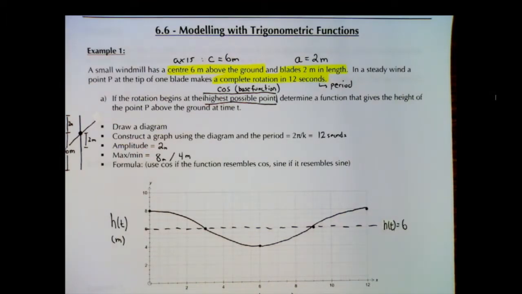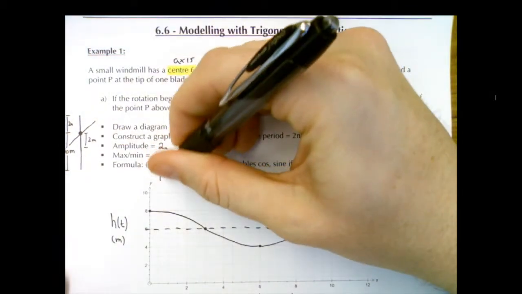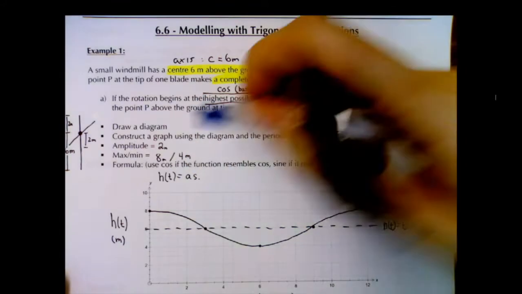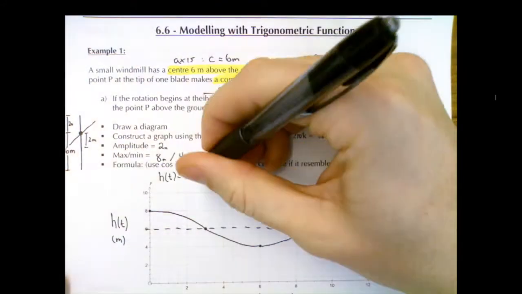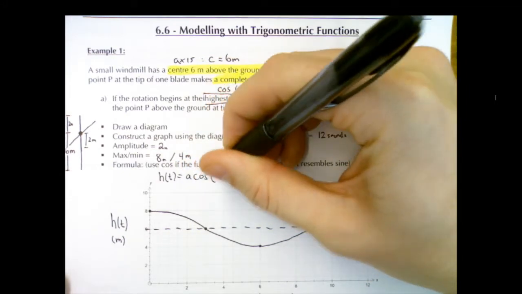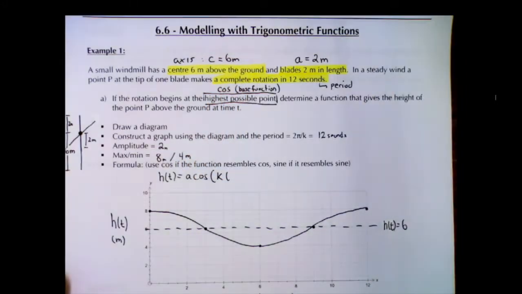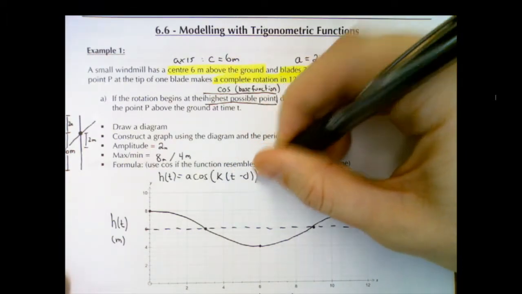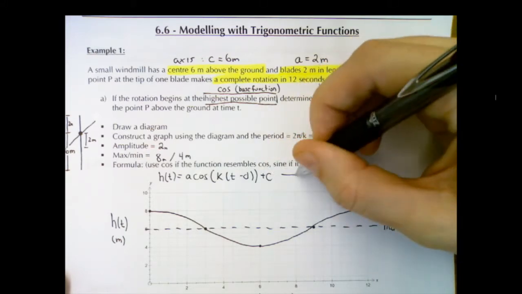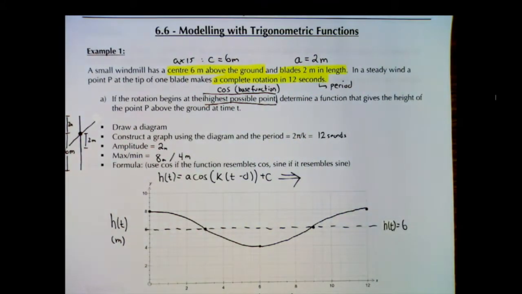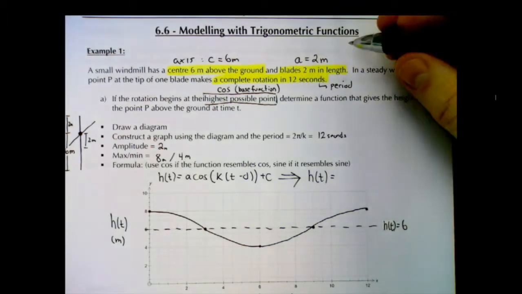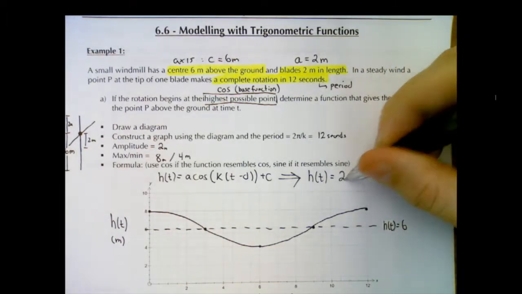To generate the formula, we want to model it like this, with an A, not sine, a cos k, and then we're going to put in times, not angles, so t minus d plus c. And we want to find a, k, c, and d and input it so we have a nice formula here. So let's see if we can do that. What is A? A is your amplitude, which was the radius or the length of the blade, so that's 2.